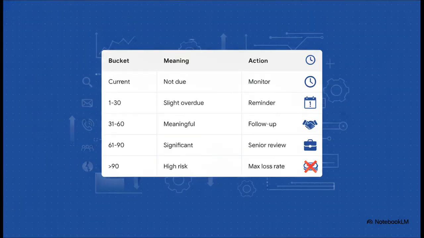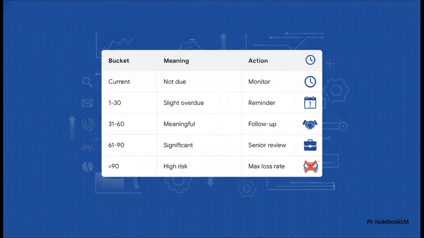Notice how the escalating severity of the aging bucket drives increasingly aggressive follow-ups and allowance reserving. Current invoices, just monitor them. But once you cross that 30-day line, reminder statements go out. Hit 31 to 60 days, and suddenly you're picking up the phone and considering credit holds. By 61 to 90 days, senior management is stepping in, and collections are officially escalated. And anything over 90 days puts you firmly in high credit risk territory. You apply the highest loss rate and start assessing for a write-off.